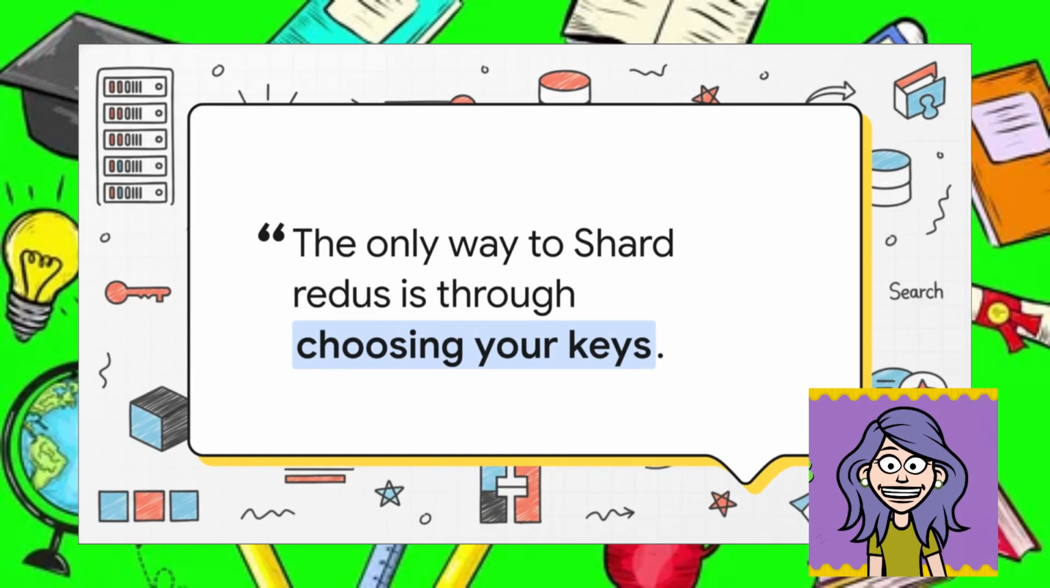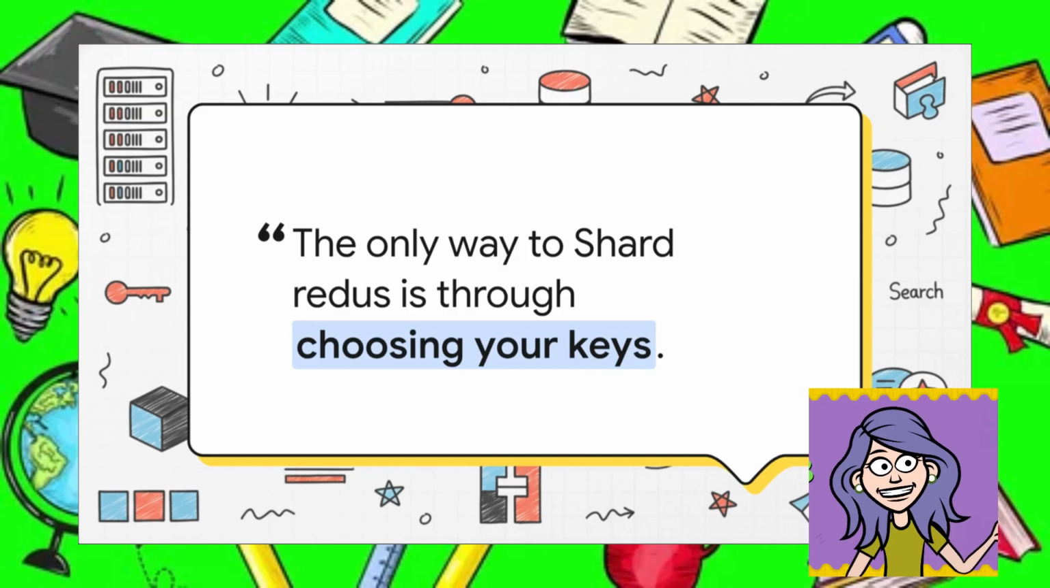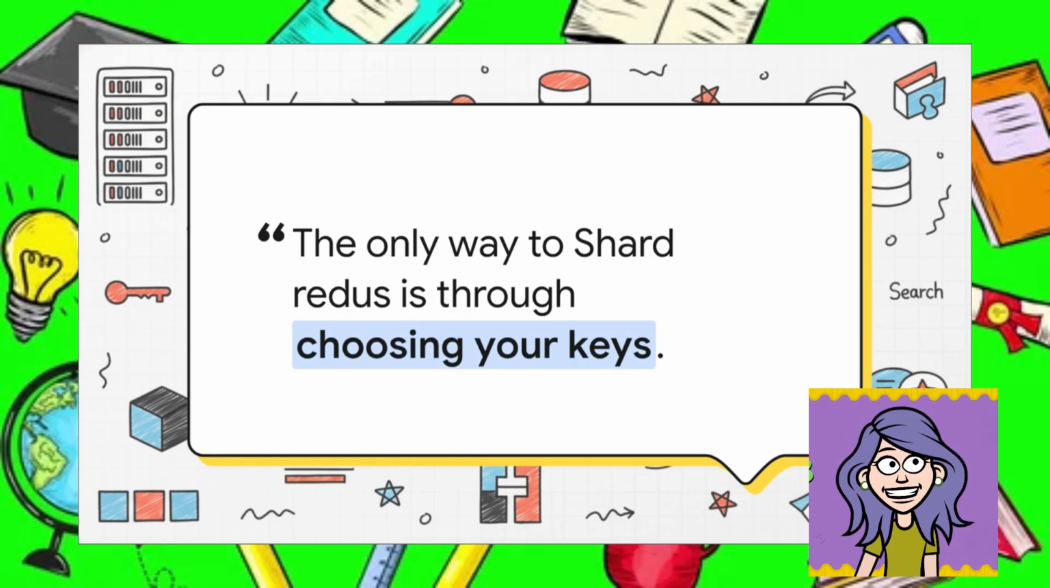And this brings us to what is probably the single most important concept for scaling Redis. Since the data is spread out based on a hash of the key, the way you name your keys is what directly controls how your data is distributed. Your key design is your sharding strategy. You, the developer, are in complete control of the whole thing.